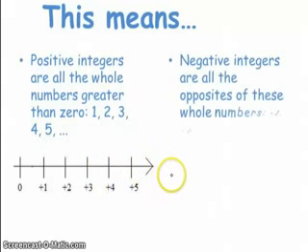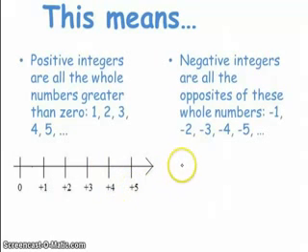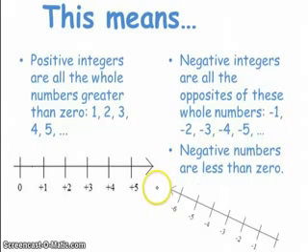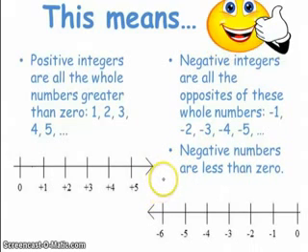And negative integers are all the opposites of the whole numbers. Once again, remember that integers only include whole numbers, not decimals, not fractions. Those are a different type of number that we will study later on. Okay, so negative numbers are less than 0. That means they are on the left-hand side of 0. Remember, positive integers are on the right side of 0, and negative integers are in the opposite direction, on the left side of 0.